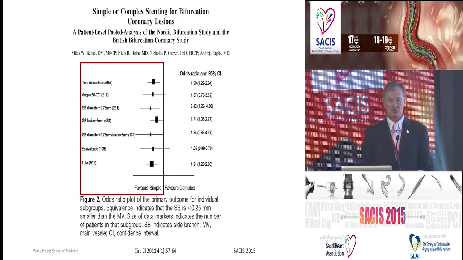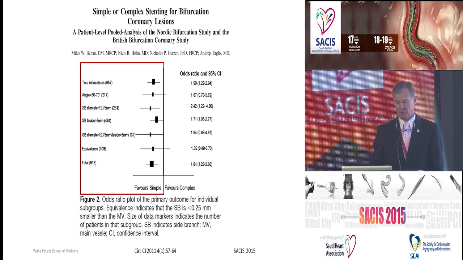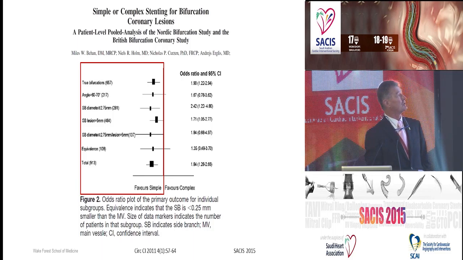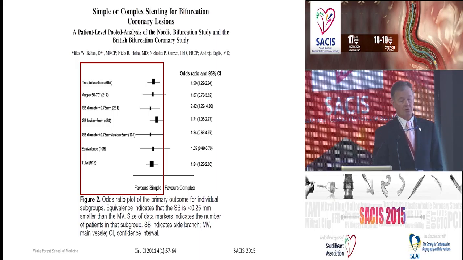So by way of introducing where we are in terms of the thought process, at least in the United States, it is based on data such as this, which is a patient-level pooled analysis of the Nordic and British bifurcation studies. You can see under almost all circumstances, looking at any of the metrics, whether TLR, TVR, or MACE, it actually favored a simple approach, meaning provisional stenting and a two-stenting technique only if there were some issues that precluded a provisional approach.